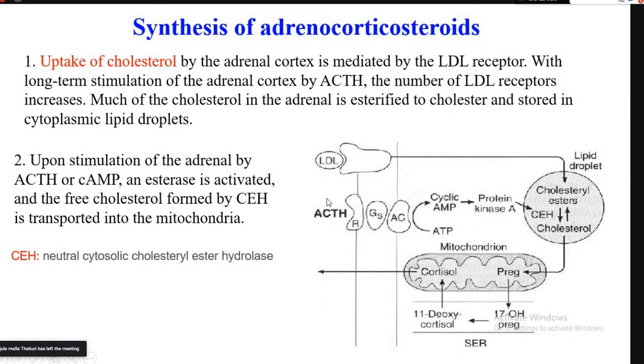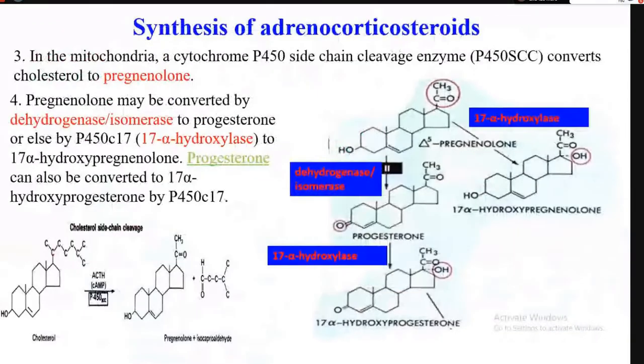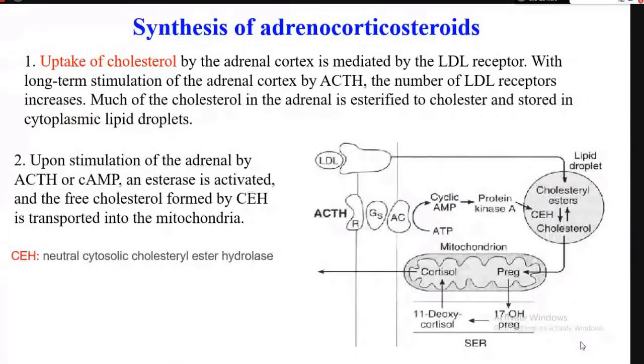Then ACTH binds with the receptor. Then the Gs protein coupled receptor stimulates adenyl cyclase. Then cyclic AMP is the second messenger. Then protein kinase A is stimulated. Then cholesterol ester is broken down into cholesterol, and then it goes to the mitochondria. Then it becomes pregnenolone. Pregnenolone then comes out, then 17-hydroxypregnenolone.